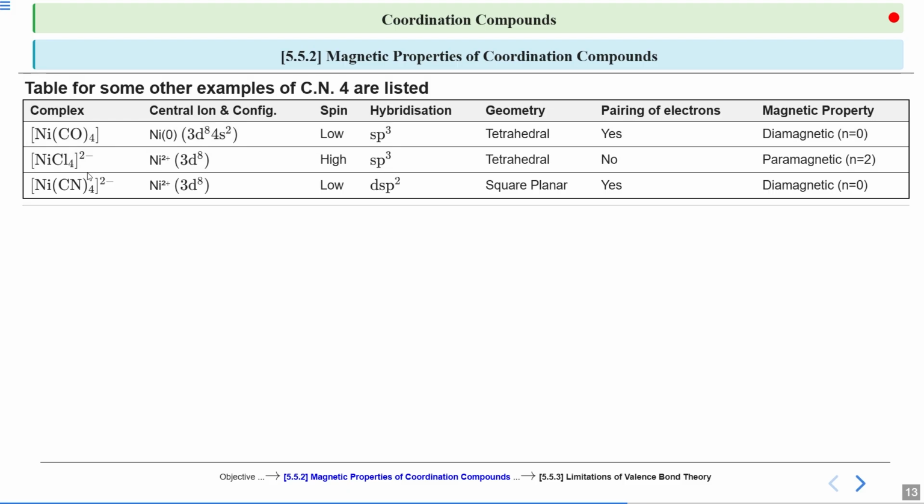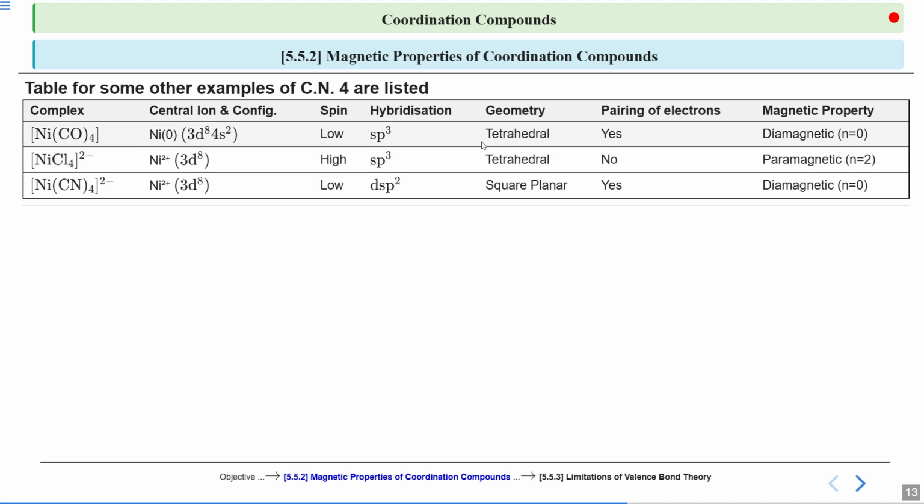Similarly, for the second complex, which is given as [NiCl4]2-, the central ion is Ni2+ with configuration 3d8. Nickel 2+ means 2 electrons will be released from the 4s2, and the remaining configuration is 3d8. Spin it is going to show is high spin, that means unpaired electrons are going to be present there. Hybridization it is showing is sp3, that means 1s and 3p orbitals are hybridized, and the corresponding geometry is tetrahedral.